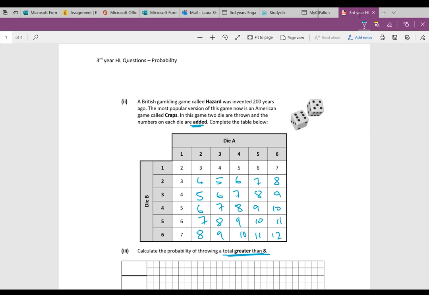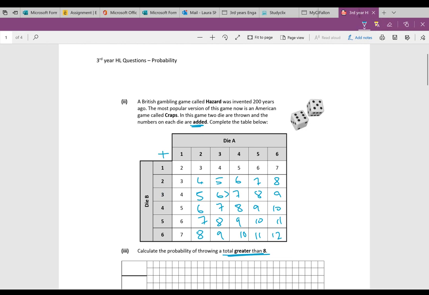Okay, so a quick overview on probability and a couple of different types of probability questions. So first one is a two-way table in which we are adding the numbers on the top to the numbers down the side. I filled it in here. We should be able to fill this in. If I look at any section here, 4 and 3, for example, that will give us 7. Okay, so you're adding the number on the side to the number on the top.